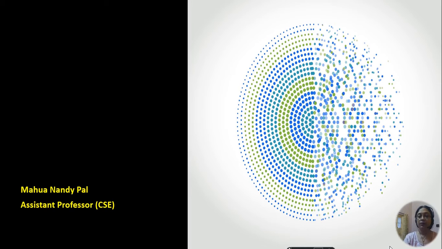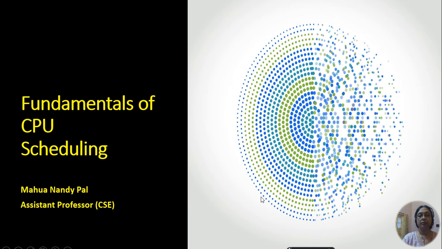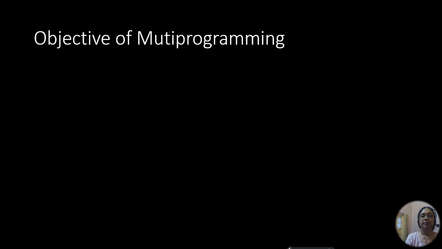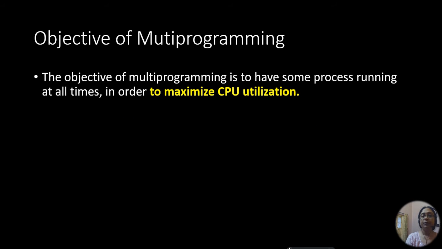Students, in this video we are going to discuss some fundamental concepts of CPU scheduling algorithms. These fundamental concepts we require to know before discussing different CPU scheduling algorithms in detail. CPU scheduling is the basis of multi-programmed operating systems. The objective of multiprogramming is to have some process running at all times in order to maximize CPU utilization.